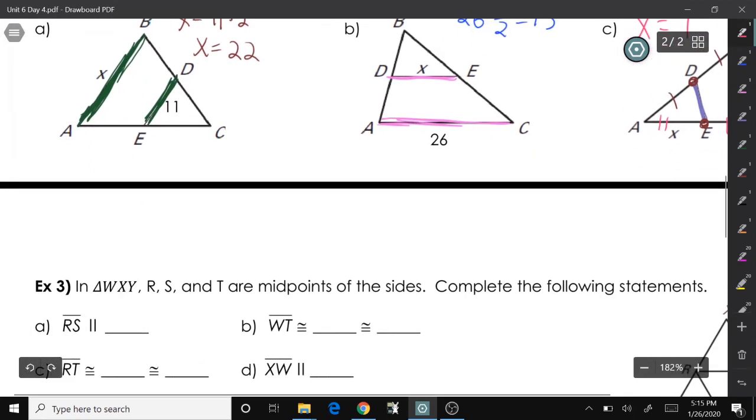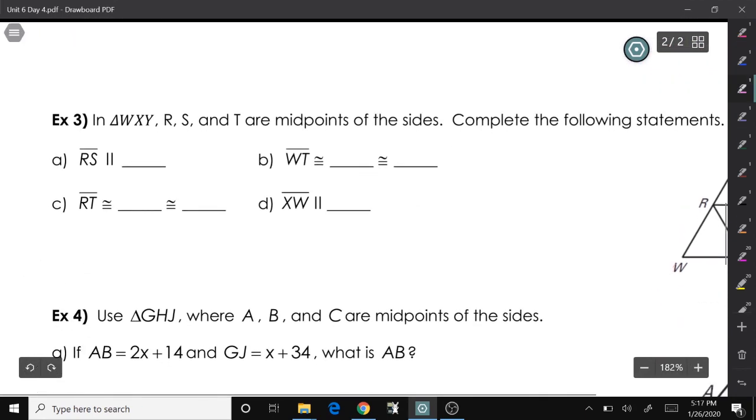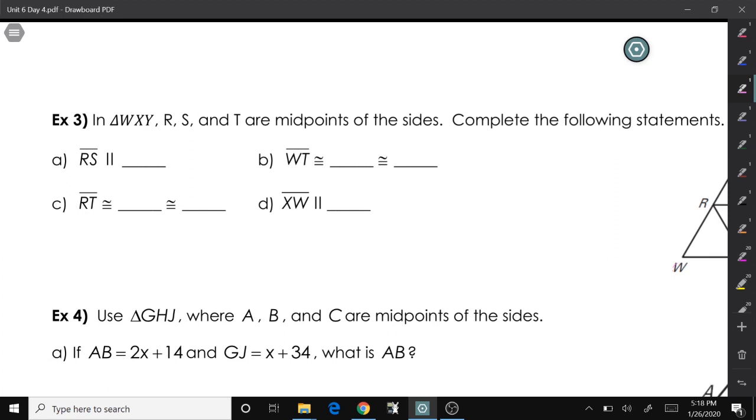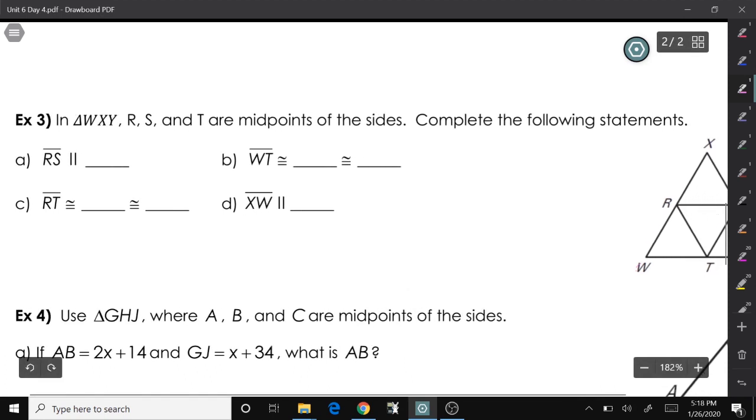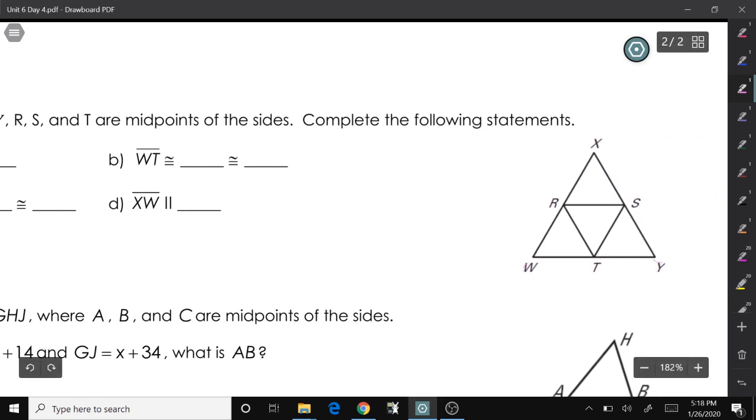All right, let's flip the page. Okay, on this page, we have triangle WXY, where R, S, and T are the midpoints of the sides. Complete the following statements. So RS is going to be parallel to what side? Well, let's look. RS goes this way, and that's going to be parallel to this side down here, WY.